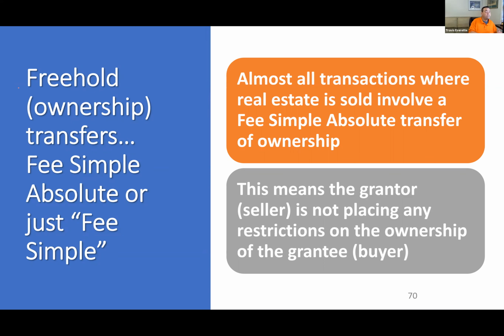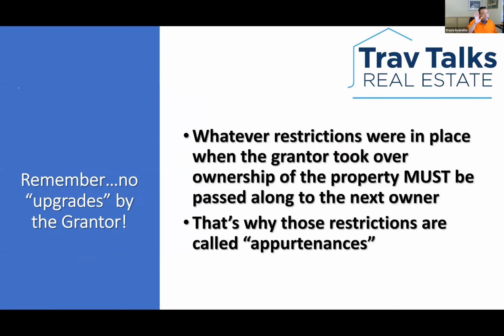There might be some old ones, but the current grantor is not applying any new restrictions on either use of the property or the timing of how long we're going to own the property. As just a reminder here, you can't strip away restrictions or covenants, appurtenances, when you transfer ownership. The fleas come with the dog. Whatever restrictions were in place when the current grantor took over ownership, they're going to stay in place for the next owner. We're just not adding to that list.